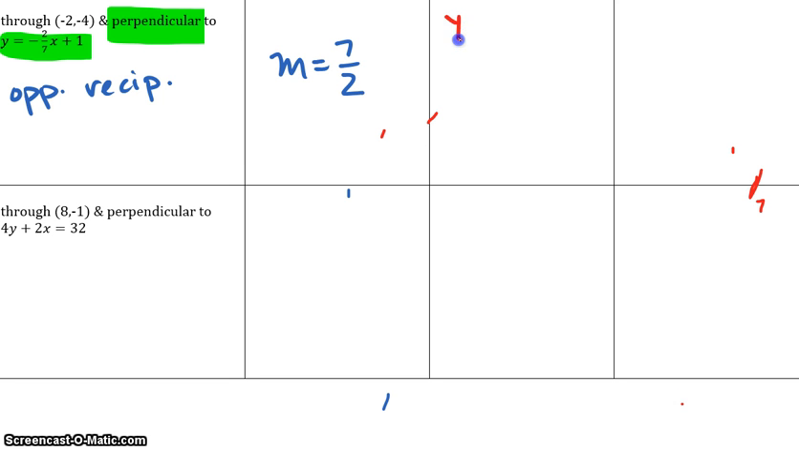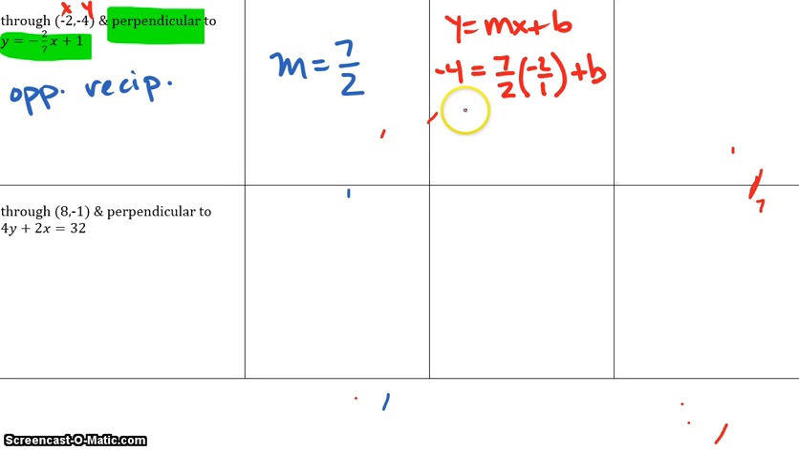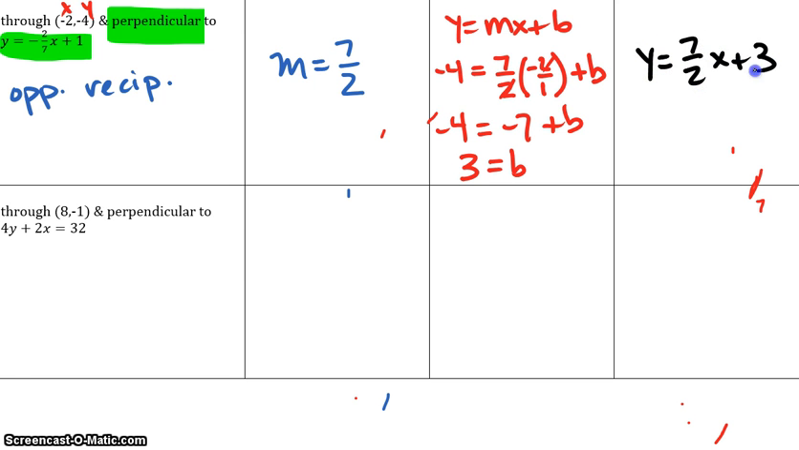Plug into the equation y equals mx plus b in order to find the y-intercept. So again, if this is x and this is y, we get negative 4 equals 7 over 2 times negative 2 or negative 2 over 1 plus b. So we get negative 4 equals, the 2's cancel, so we get negative 7 plus b. If you add 7 to both sides, you get positive 3. So the equation of your line is y equals 7 over 2x plus 3.